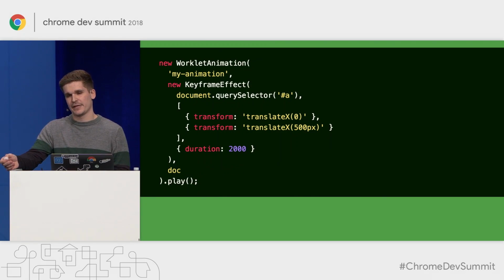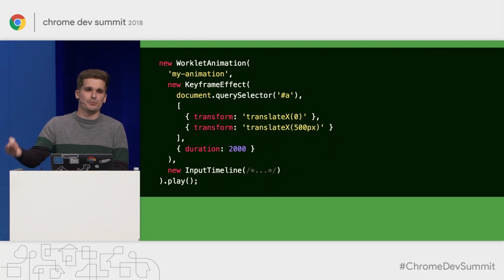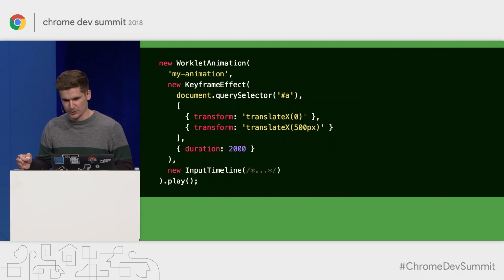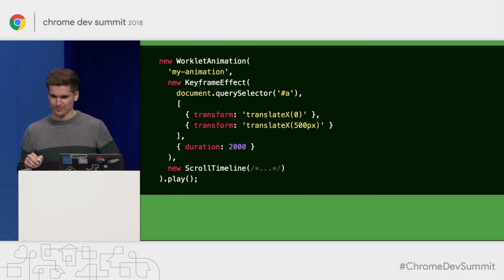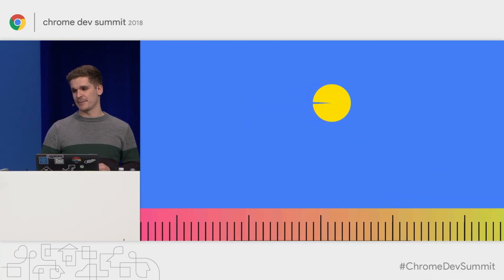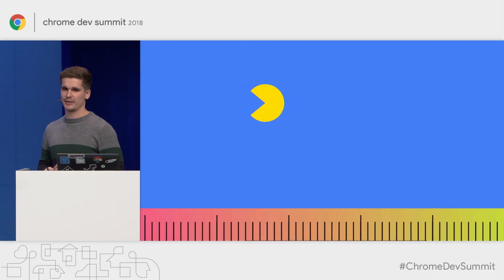You could, for example, think of something like a scroll timeline. Or you could even conceive of something like an input timeline. We are talking about input timeline, but I have nothing to show here. But I can show you scroll timeline. So here you see a Pac-Man that I've linked to a scroller at the bottom.